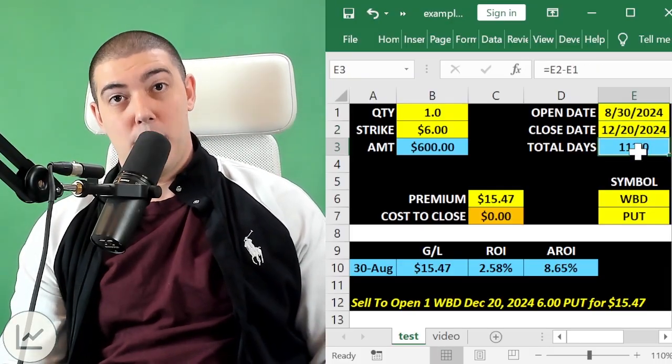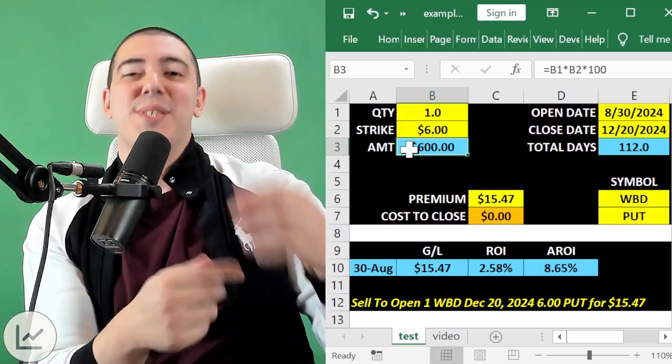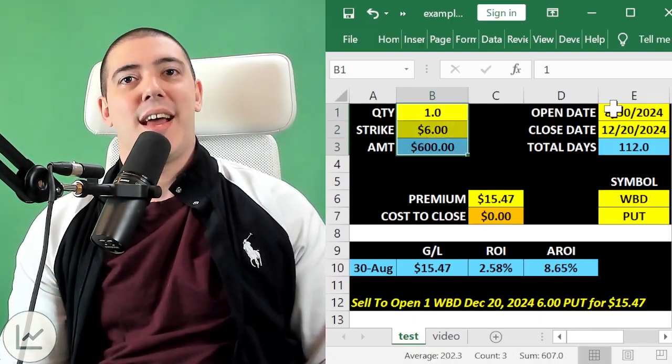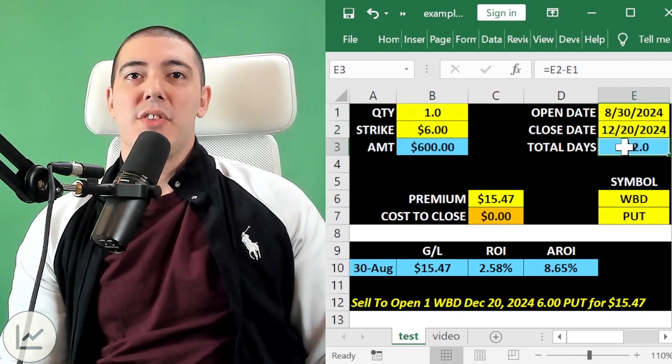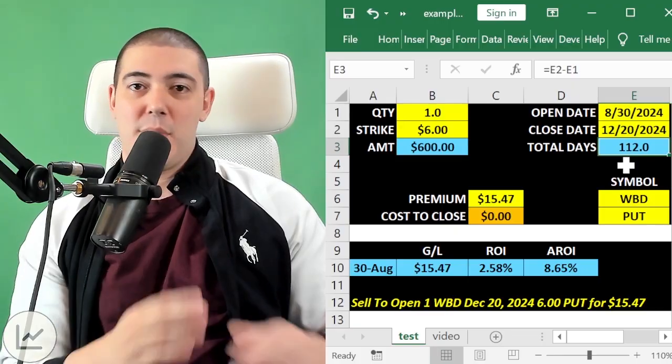Now this is an output, just like this calculated the amount of capital. There's two inputs to this formula, and you can maybe see where we're going. We had a capital side, and now we have a time side. So this is just simply those two dates. This date minus this date, and that's 112 days.